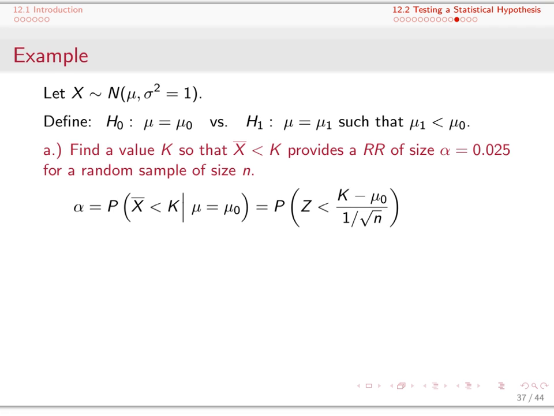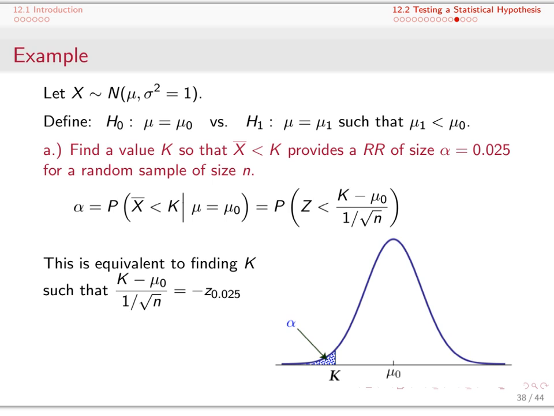So if we use the methods that we've learned previously throughout the semester, we can standardize this x bar variable to produce an equivalent probability statement. We're looking for the probability that z is less than k minus mu naught divided by 1 over root n. And if you're wondering where these values come from in this standardized version of our x bar, remember the mean is given by our null hypothesis, so we're subtracting the mean, and we should be dividing by the standard deviation of the x bar variable, and from theorem 8.1 we know the standard deviation of the x bar variable would be the standard deviation for the original variable divided by the square root of the sample size. And since the variance for the original variable was 1, then the standard deviation is as well.